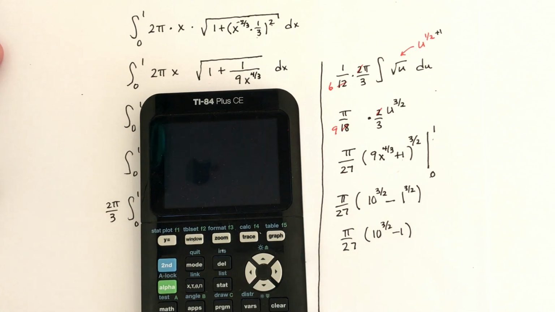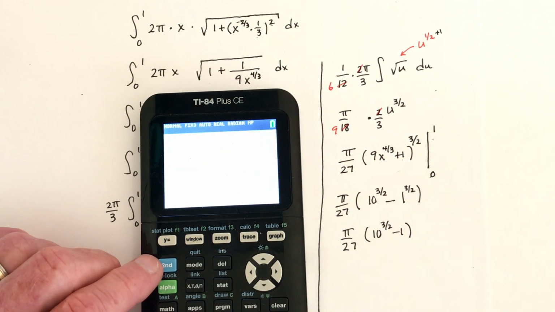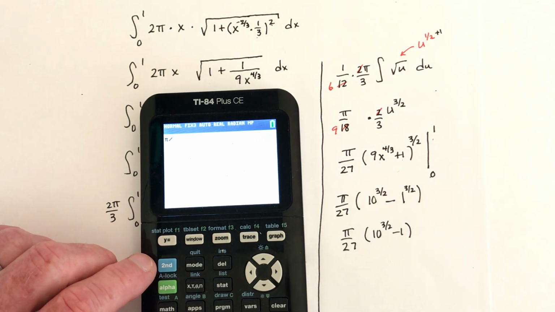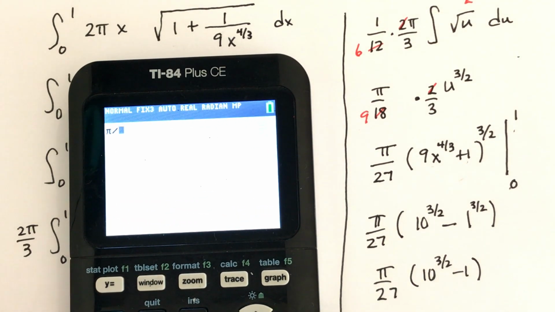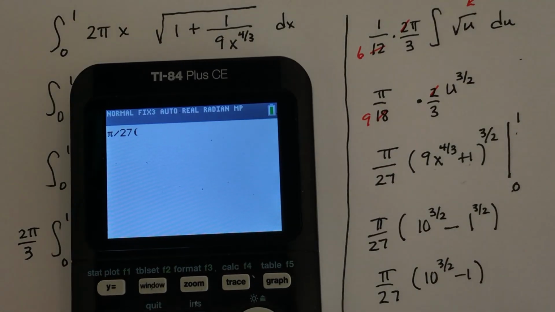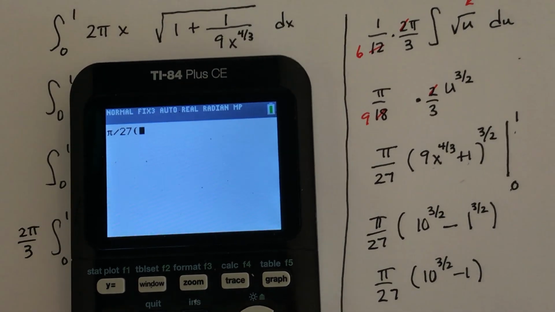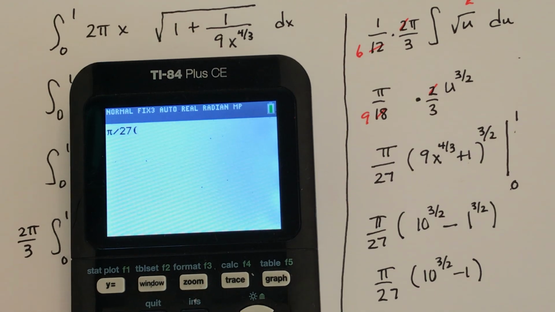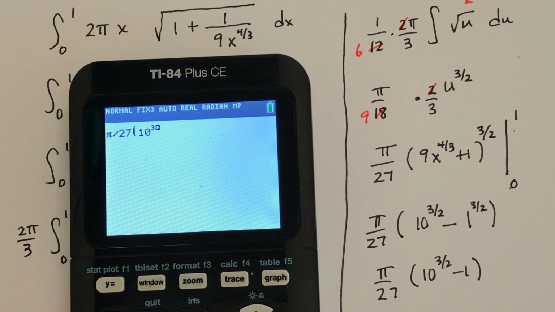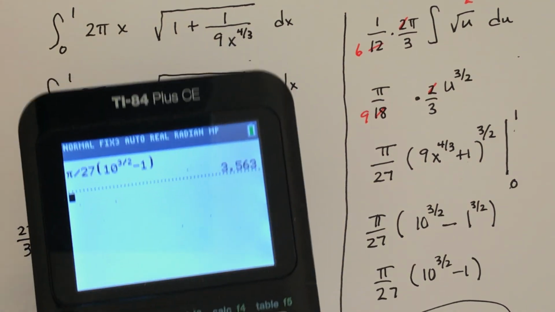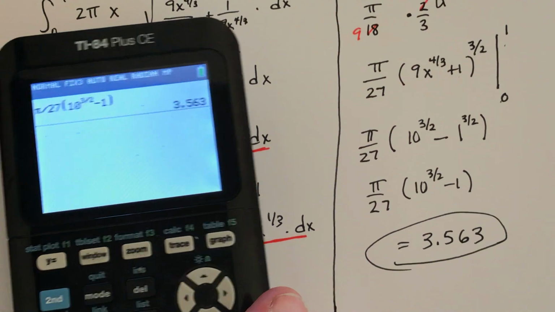Or if you want to know what number that is, pi divided by 27 on the outside of the parentheses. And then, okay, that's a little bit too dark. And then 10 is raised to the 3/2, and then minus a 1. So that is 3.563. And then there it is, 3.563.